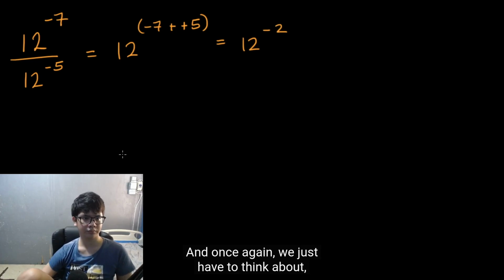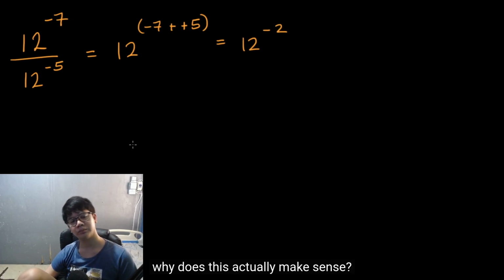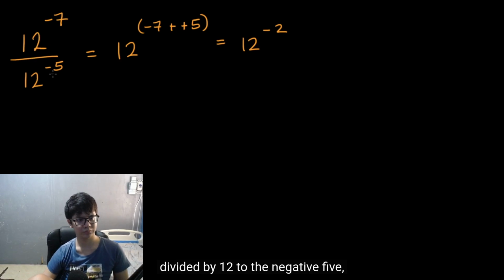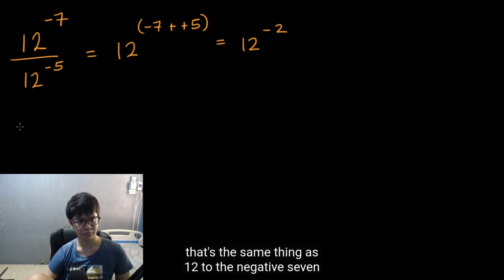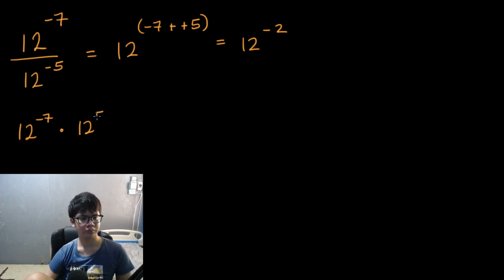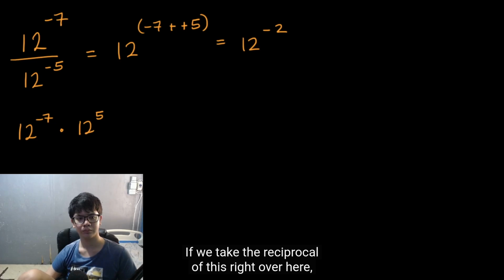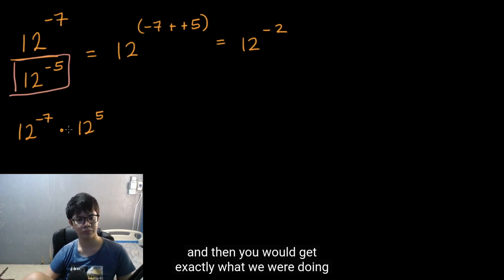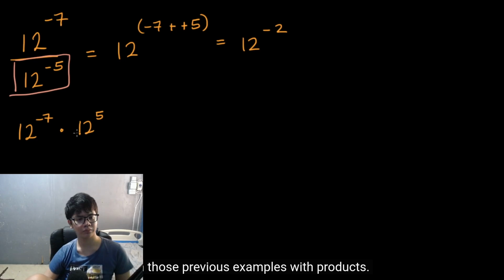And once again, we just have to think about, why does this actually make sense? Well, you can actually rewrite this. 12 to the negative 7 divided by 12 to the negative 5, that's the same thing as 12 to the negative 7 times 12 to the 5th power. If we take the reciprocal of this right over here, you would make the exponent positive. And then you get exactly what we were doing in those previous examples with products.